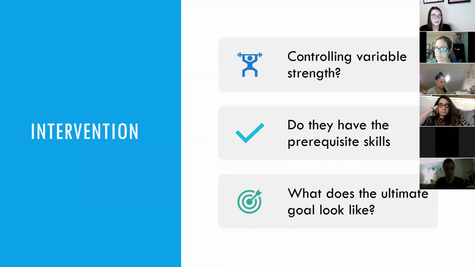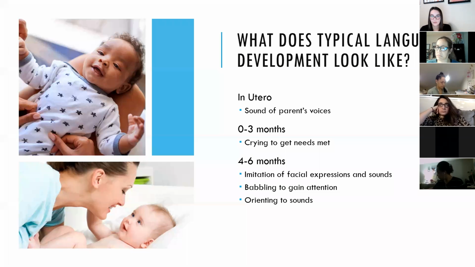And then what does the ultimate goal look like? I think this is a very important question that sometimes gets forgotten, because we of course want our clients to be the most independent as possible. So it's really important to think about that ultimate goal. So what do I mean by that? Well, I always like to think of a typical language development. How do we all learn to talk normally?